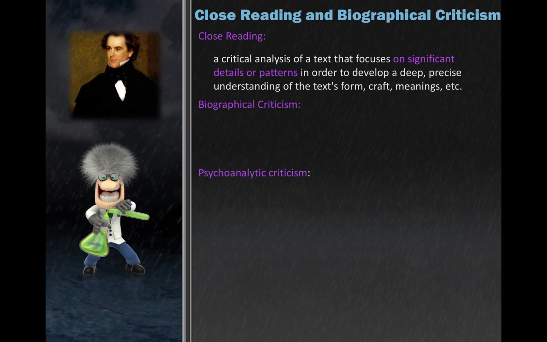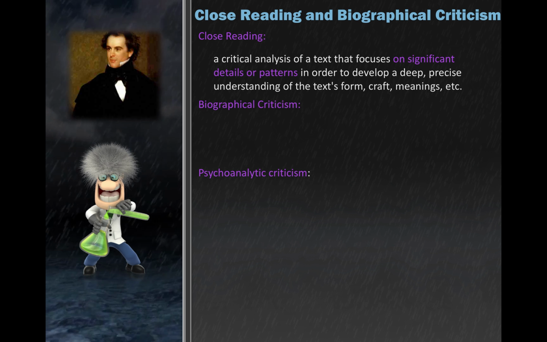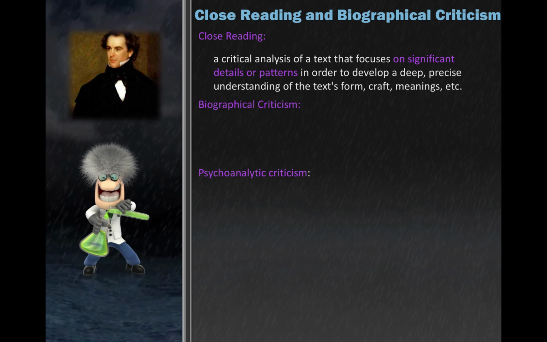We're going to look at close reading, which is a critical analysis of a text that focuses on significant details or patterns in order to develop a deep, precise understanding of the text's form, craft, or meanings. Close reading is helpful for understanding any text, but it's particularly helpful with a difficult text, where you can zoom in and look at particular words and focus in on what you do know, rather than perhaps having more questions about the bigger picture.